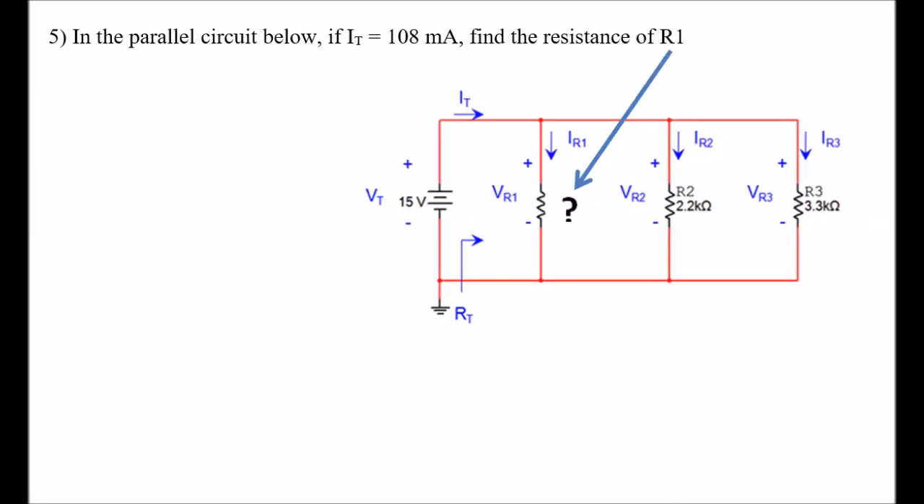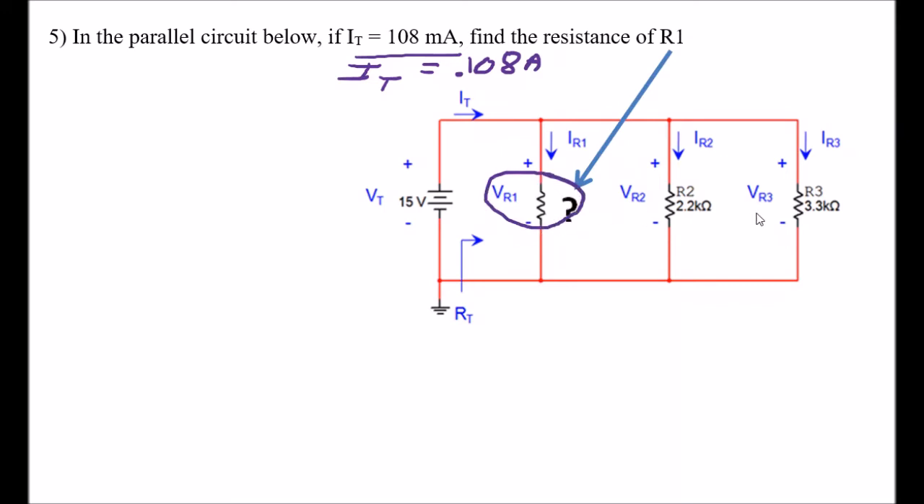All right, number 5, this is it, and the trickiest one of them all. So here I have a parallel circuit, and I'm given the total current is 108 milliamps, and actually I'm just going to write that in amps just so I don't mess up. I know if I'm going to put it in the equation, I've got to convert it to its decimal value. Okay, 0.108 amps, so that's my total current, and I'm asked to find the resistance of R1. I'm asked to find this resistor right there.